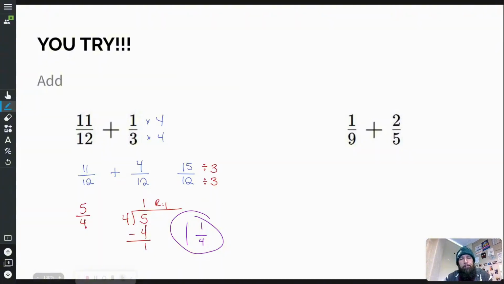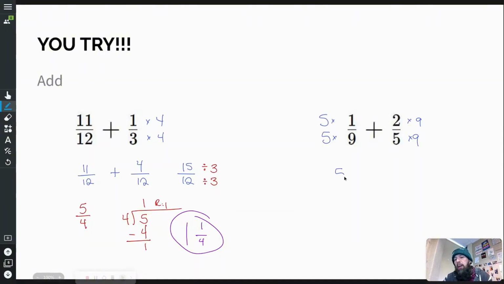Okay. All right. 1 over 9, 2 over 5, nothing in common. The smallest number I can get out of this is 45. So let's multiply 5 here to the top and the bottom. Let's multiply 9 here to the top and the bottom.